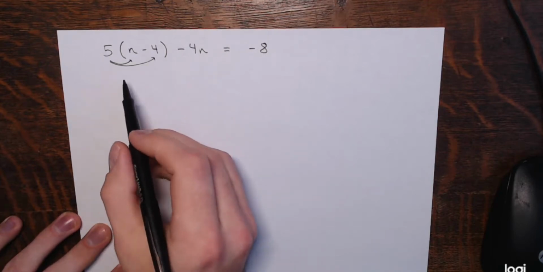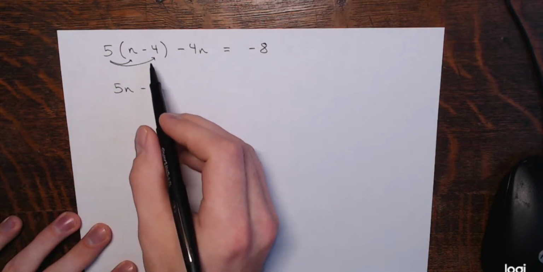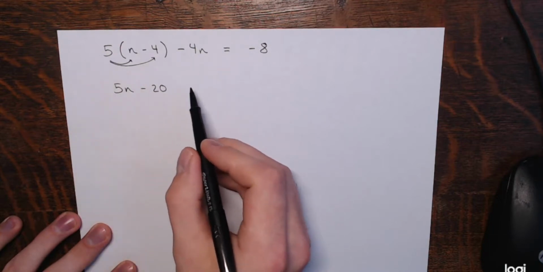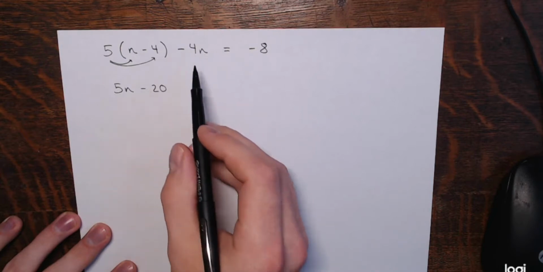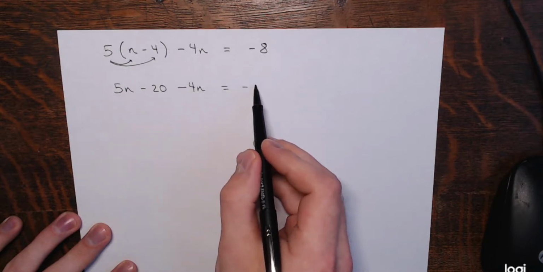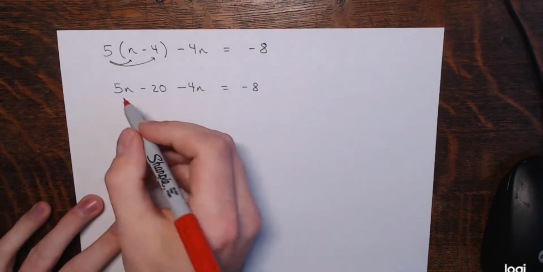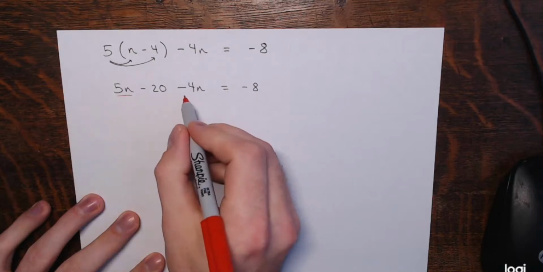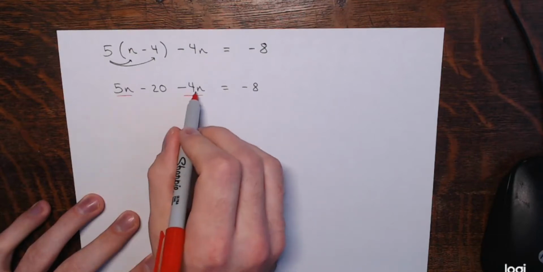So this is 5 times n minus 5 times 4, which is 20. And then you still have the minus 4n, which wasn't in the parentheses, so you didn't distribute to that. So that's still there: minus 4n equals negative 8. And then you do what's called combining like terms, right? You see this term with an n, 5n, and this other term with an n, minus 4n. Those can go together. Those can be added or subtracted. They both have n to the first power.